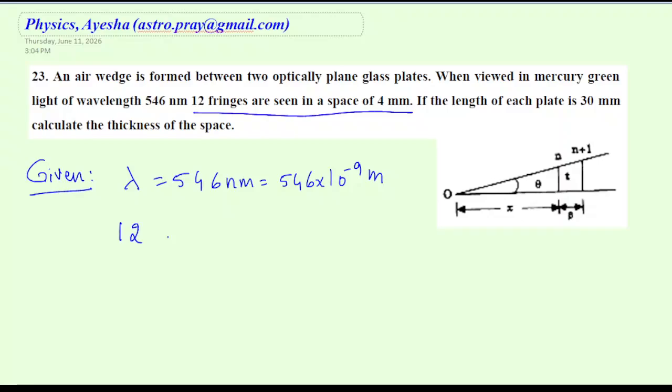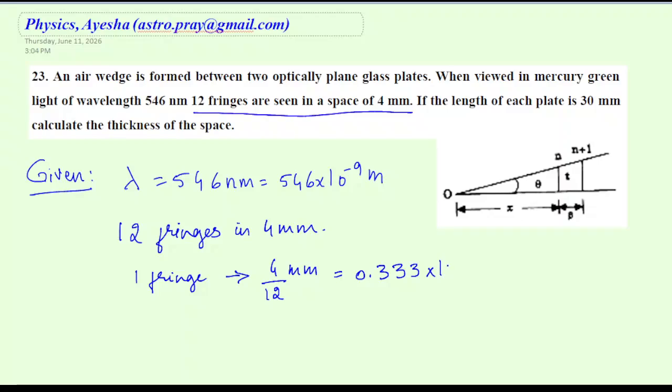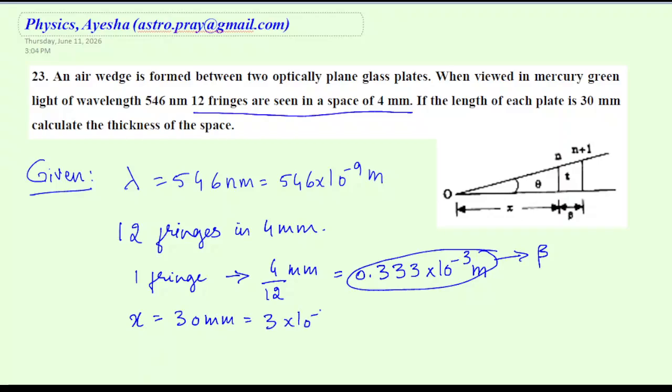So how can I write that? 12 fringes in 4 millimeters. So what about the fringe width? One fringe occupies a space of 4 millimeters divided by 12. Right? So that becomes 0.333 into 10 to the power of minus 3 meters. So that's the fringe width, which you can call beta. Next, if the length of each plate is 30 millimeters, let's represent that using x equals 30 millimeters, or you can write it as 3 into 10 to the power of minus 2 meters. What are we supposed to find out? We are supposed to find out the thickness of the wedge.